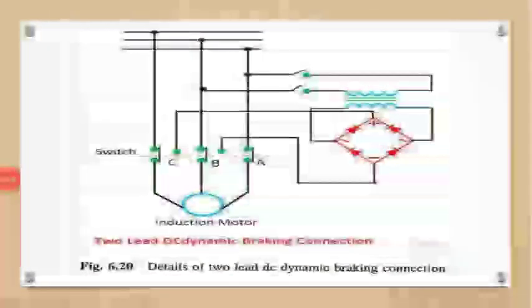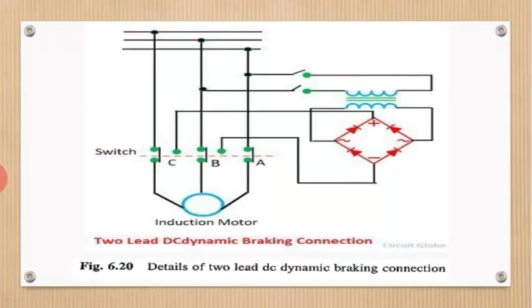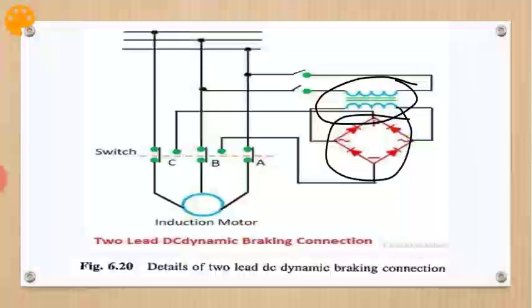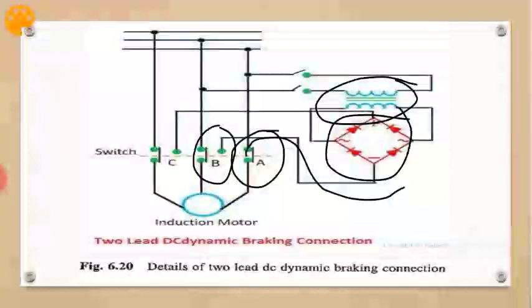As I have discussed earlier, you connect the DC supply, and the DC supply is obtained from the bridge rectifier. Okay, so here, this is a transformer and this is a bridge rectifier, and here we get the supply A and B. So these are the details of the two-lead DC dynamic braking connection.